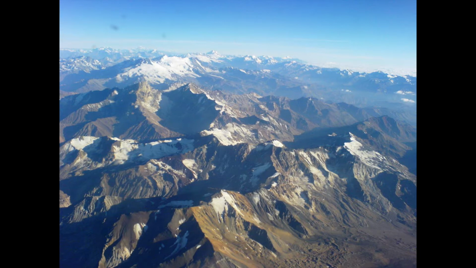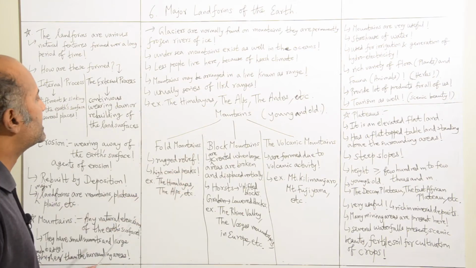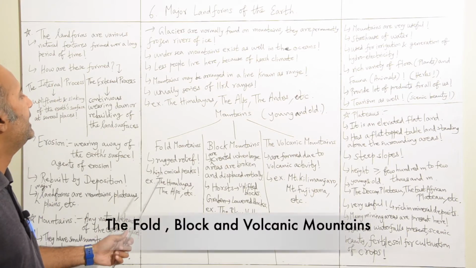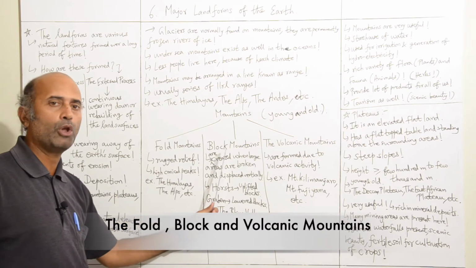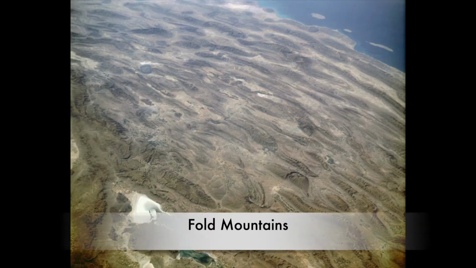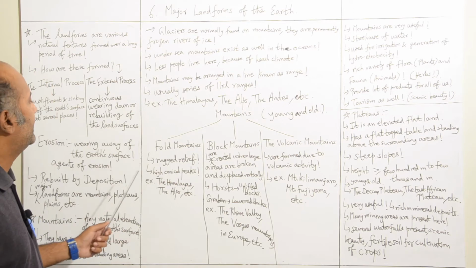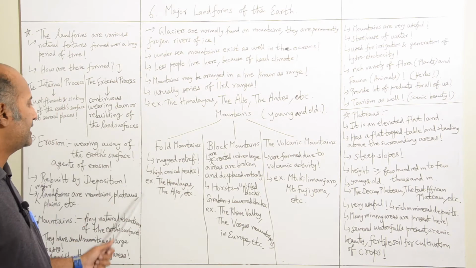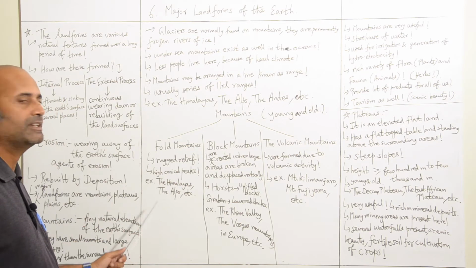Mountains may be classified into three different types: mainly the fold mountains, the block mountains, and the volcanic mountains. The fold mountains usually have a rugged relief, a rough and tough rugged relief. They have high conical peaks. For example, the Himalayas, the Alps, etc.